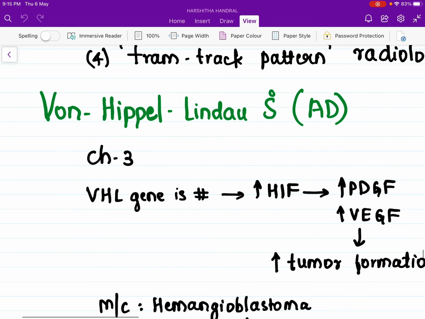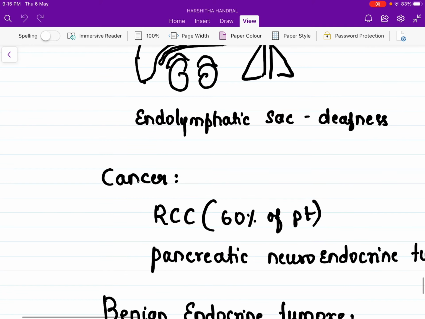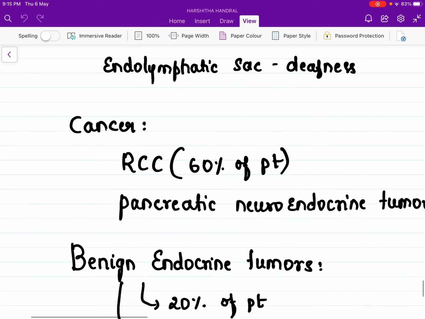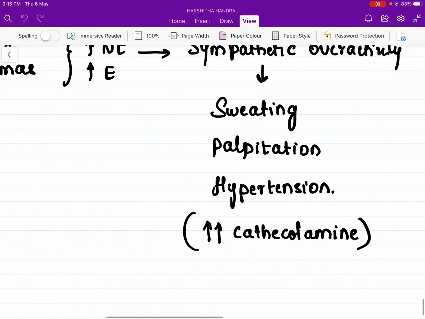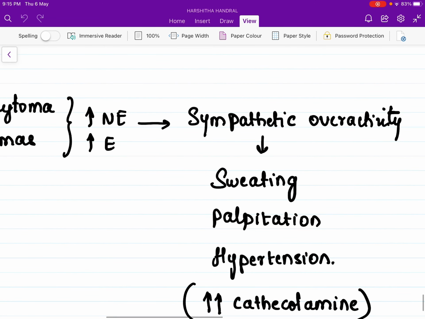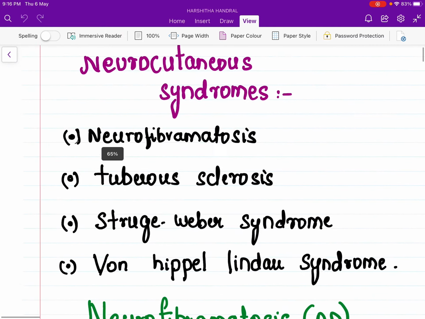Next is VHL. VHL, you remember it has H, so hemangioblastoma. So hemangioblastoma and HIF. One more H, that is increased HIF occurs. And you should know that VHL has an increased risk of cancer, RCC being the most common, and pancreatic neuroendocrine tumor, and also benign endocrine tumors occur which can cause increased catecholamines and sympathetic overactivity in the patient. So this is all about the neurocutaneous syndromes that I tried to summarize.